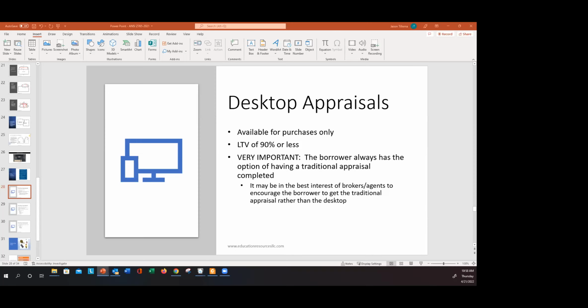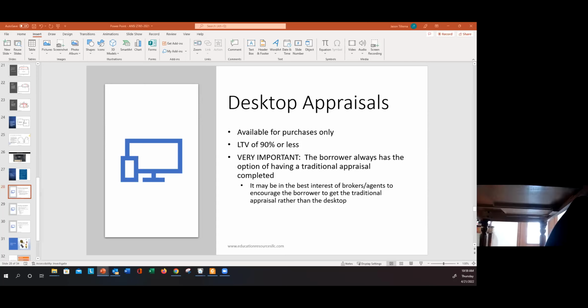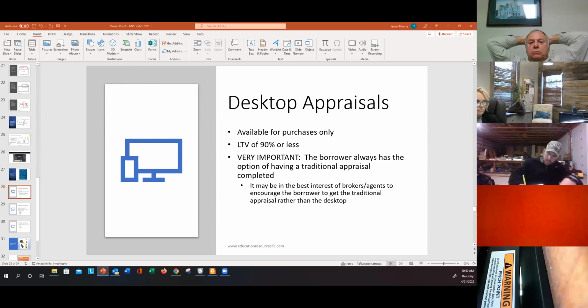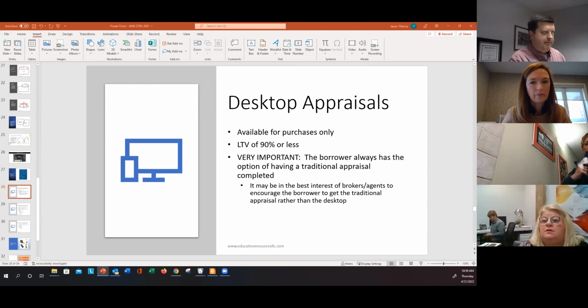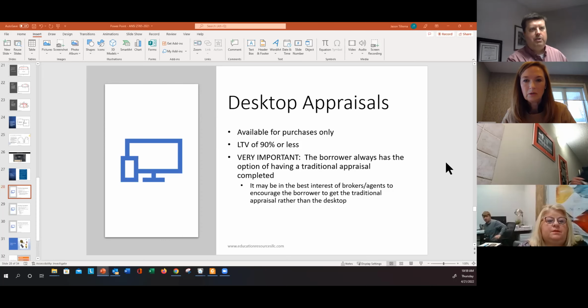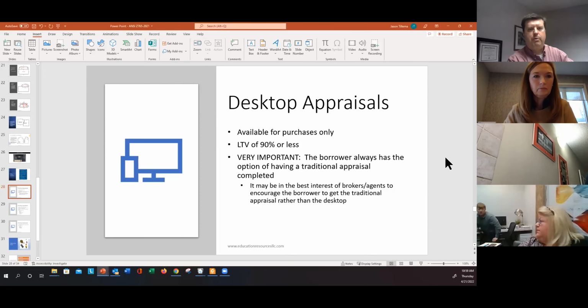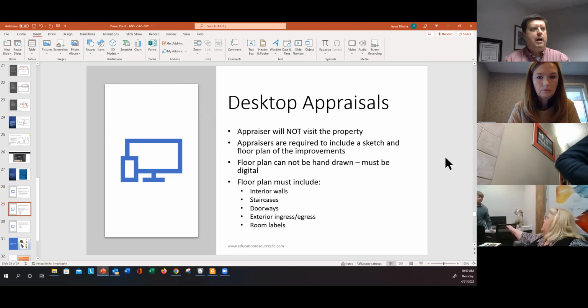As far as an appraiser is concerned, there are some risks with doing the desktop appraisals. Fannie Mae will not allow extraordinary assumptions on a desktop appraisal. An extraordinary assumption is something that could reduce the liability to the appraiser, but because they're not allowing it, I may not want to do these desktop appraisals. So again, it's important to know that you do have the option to say, no, we want a traditional appraisal.